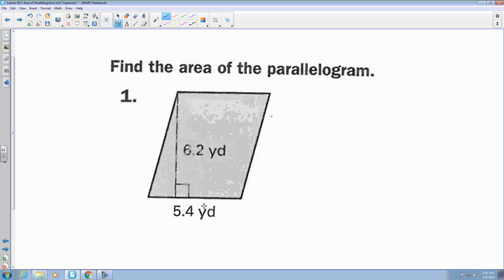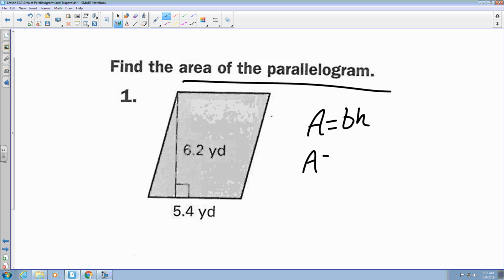So here it says find the area of the parallelogram. All right, they're telling you that this shape is a parallelogram. That means we have two sets of parallel lines, and from the information we can go about solving it from there. We know that the area of a parallelogram is base times height. So we can say that area in this situation is going to be the base is 5.4, and the height is going to be 6.2.